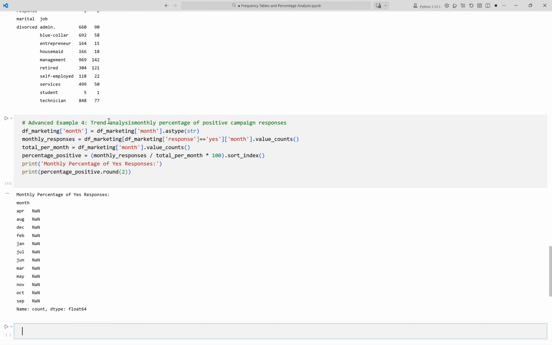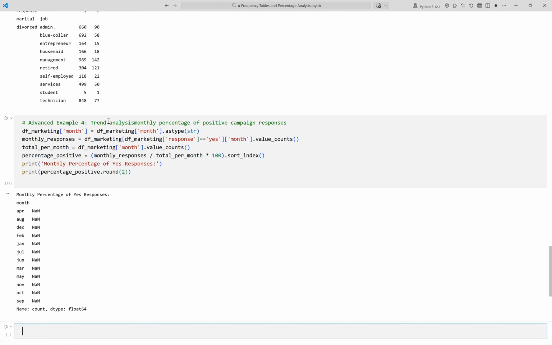The output shows a series of NaN values for each month, indicating that the code did not find any yes responses to calculate percentages. This highlights a common issue in survey data handling, either missing or mismatched category labels, e.g., the response column might not contain yes exactly as spelled. It reminds us to carefully check data consistency and completeness before conducting trend analyses.